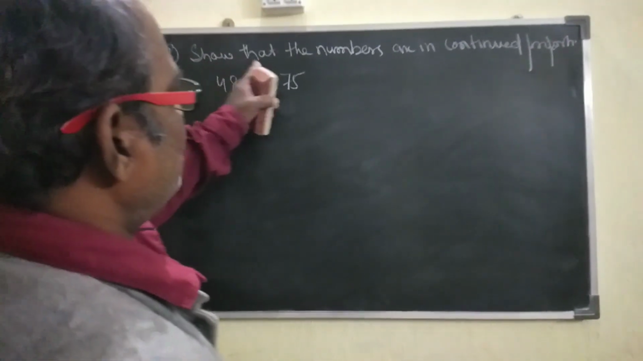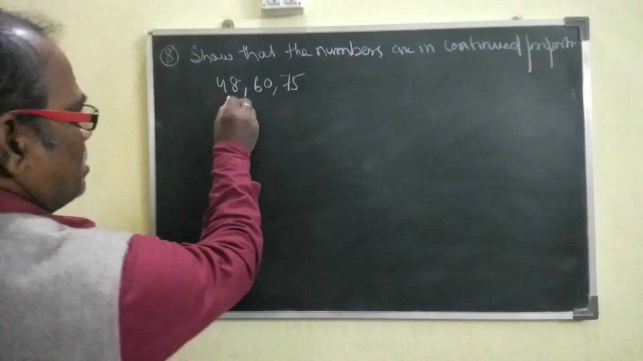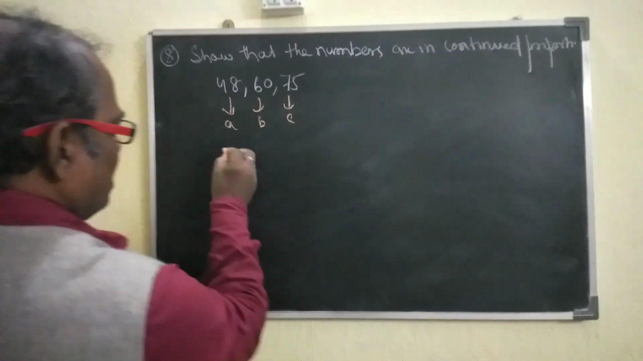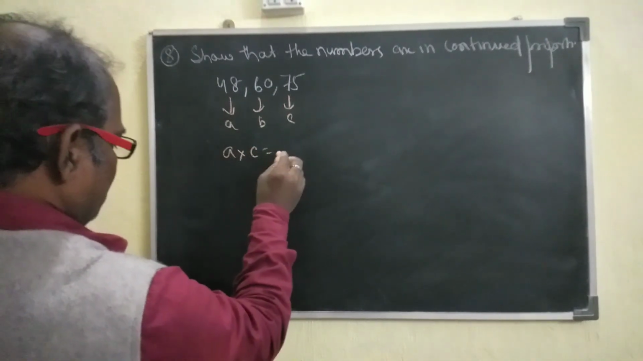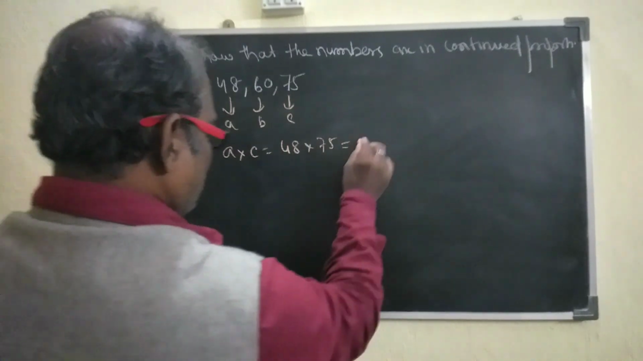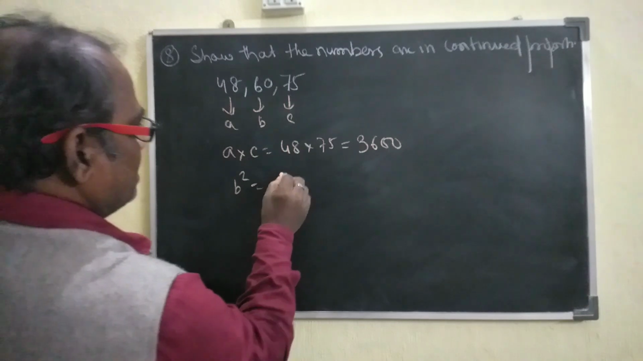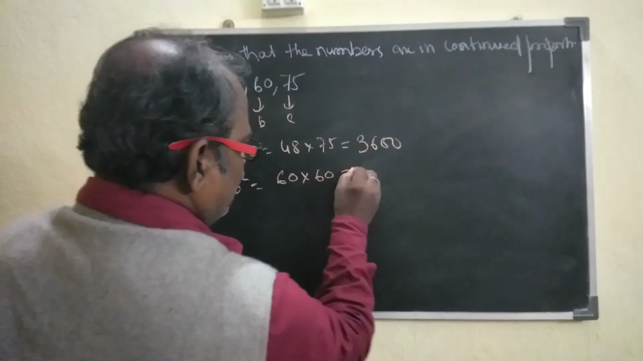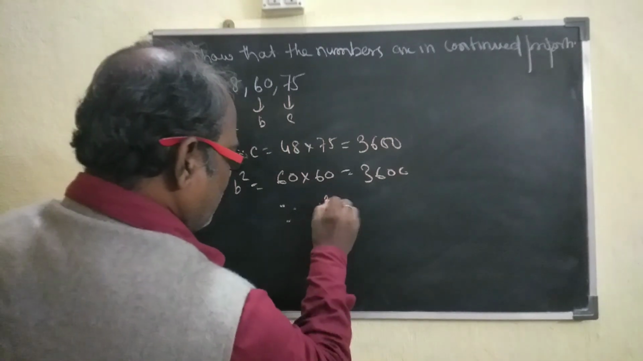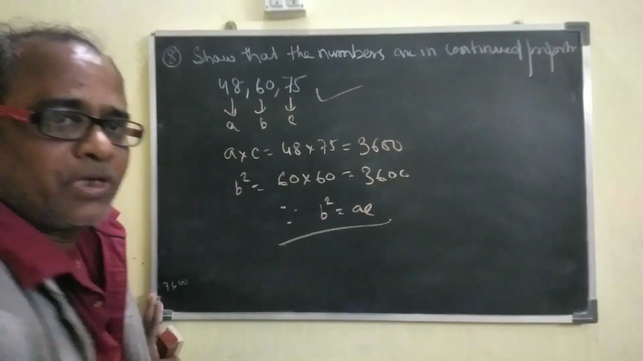Next question is: show that the numbers are in continued proportion. Since they are in continued proportion, we take this as a, this as b, this as c. Now here a into c is 48 into 75, which equals 3600, and b square, that is 60 into 60, is 3600. Since b square equals ac, therefore they are in continued proportion.